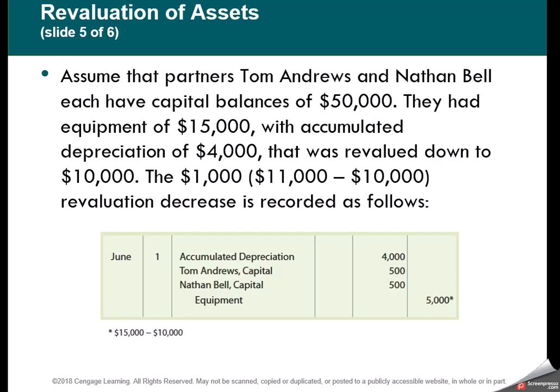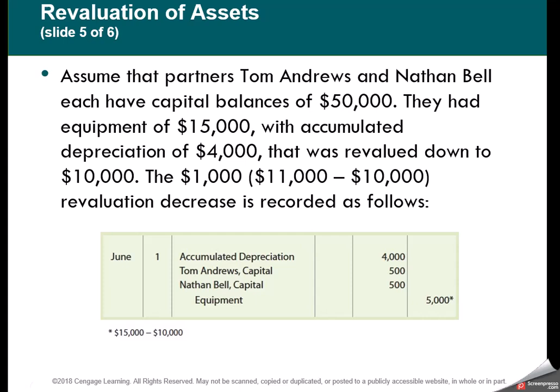Okay, so then here we have, assume that Tom and Nathan each have the $50,000. We've got equipment with $15,000 cost and $4,000 accumulated depreciation. And now it's going to go down in value. It really should be only $10,000, not $11,000.